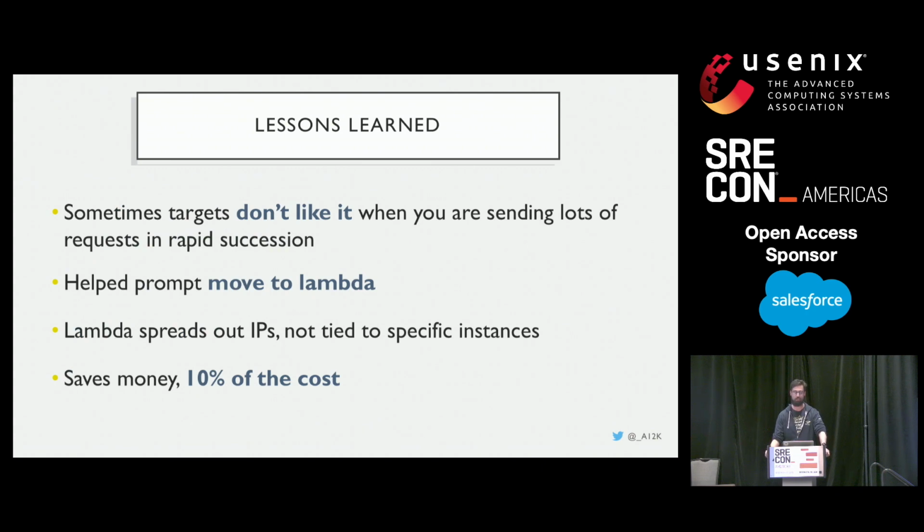Sometimes targets don't like it when you're sending a lot of requests in rapid succession, rapid meaning 3 to 5 minutes. Be careful with this. You can get your account shut down, which would be horrible. But it helps prompt the move to Lambda, which spreads out the IPs. They're not tied to specific instances, and it was significantly less expensive.